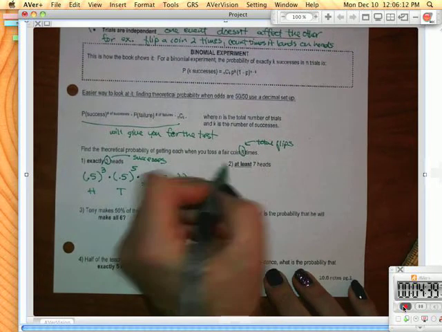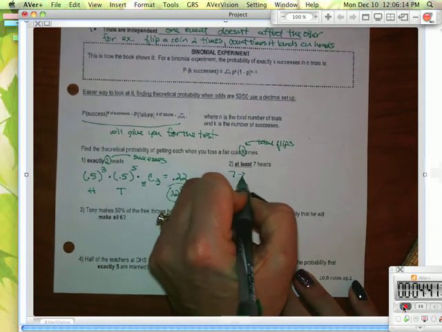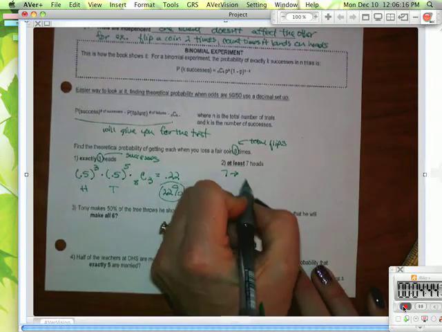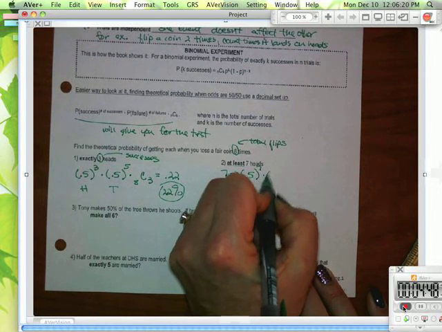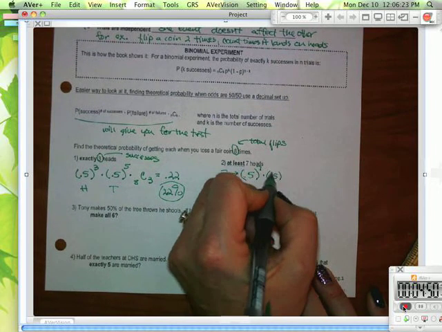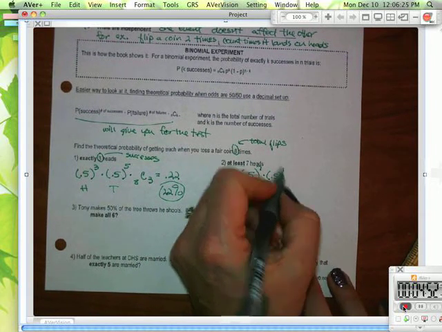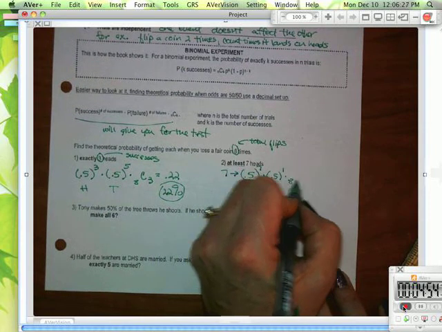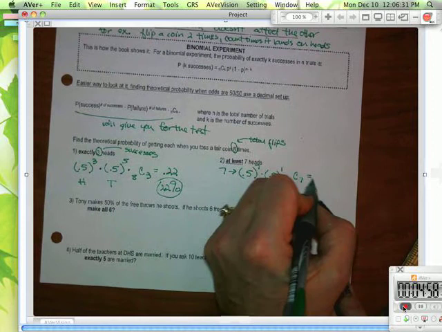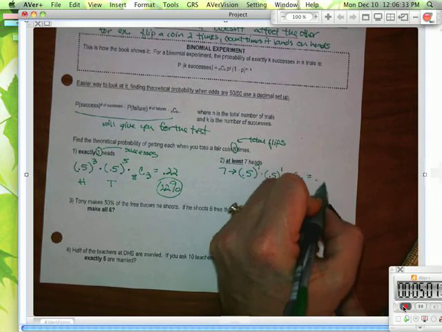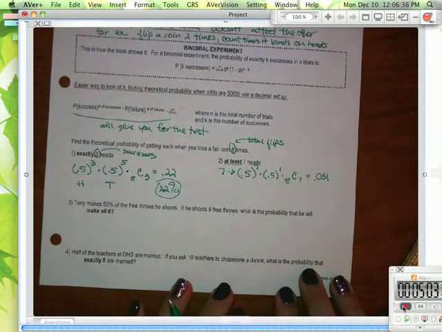So for 7, if I write it first, again, there's a 50-50 chance for 7 successes, times the 50-50 chance for failure, and I want 1 failure, times 8 flips, choose 7 heads. When I do that math, I get 0.031. It's a pretty slim chance of getting 7 heads.